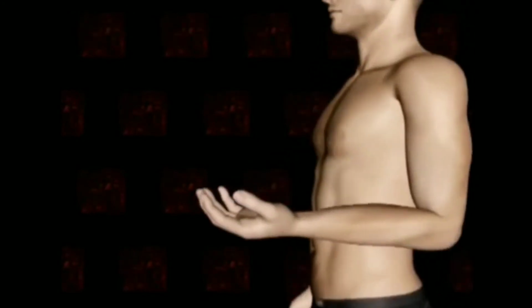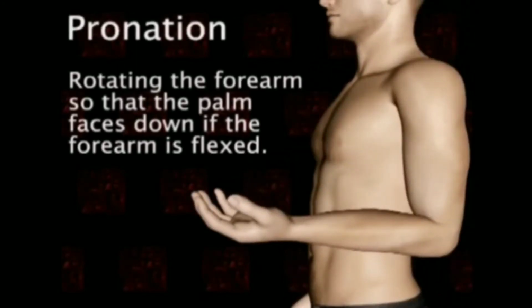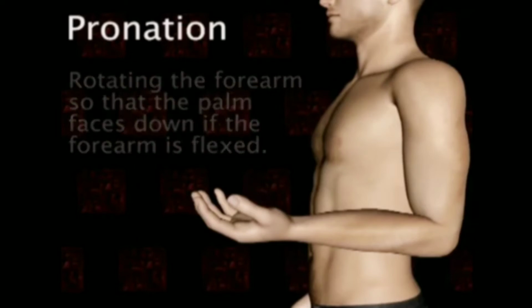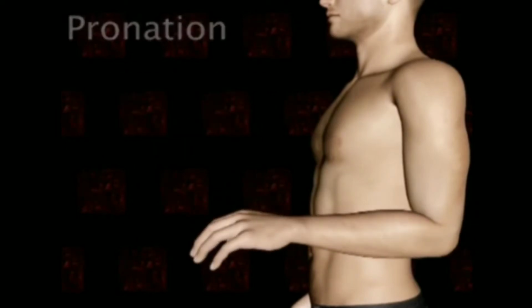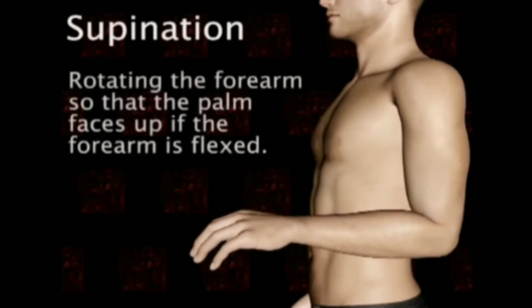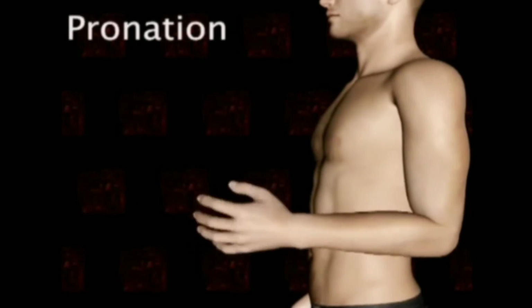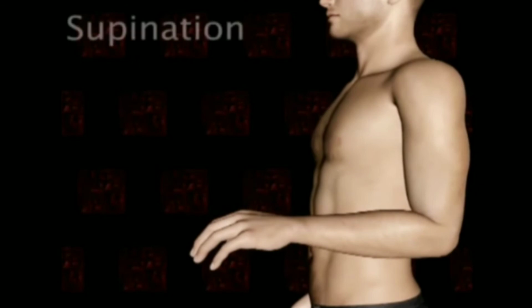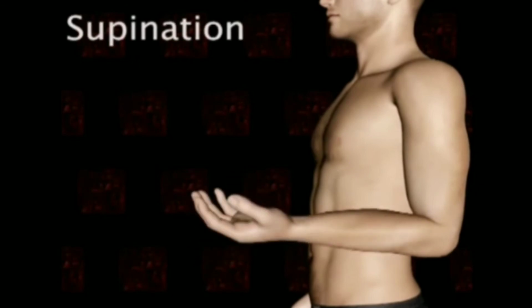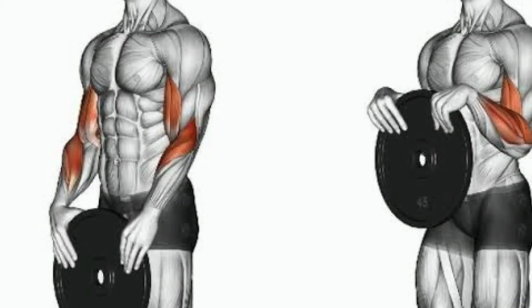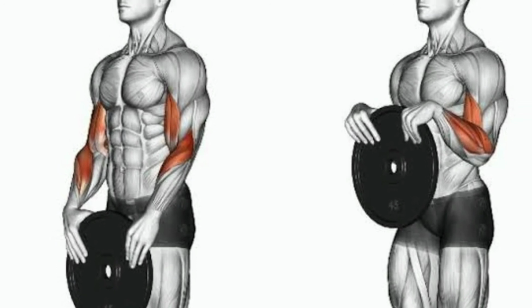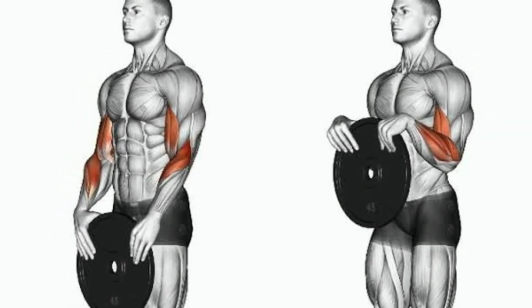Now comes the rotation of the elbow joint. When the palm is facing down, that is nothing but pronation. When it is facing up, that is supination. Pronation, palm facing down. Supination, palm facing up. Simple. An example is the pronator curls with a barbell plate or dumbbell or the barbell.